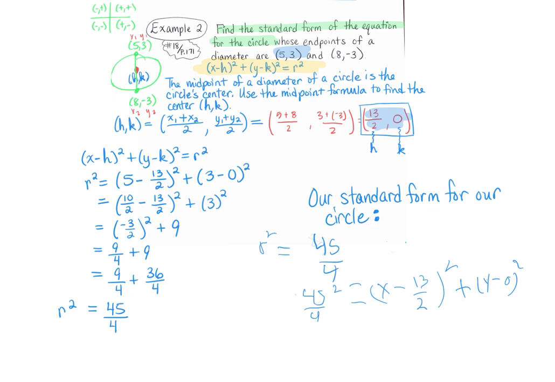So this, I'm just gonna erase it. The standard form would be 45 over 4 equals x minus 13 over 2 squared plus y minus 0 squared. That'll be your standard form of the equation. Does that make sense? Yes. So everybody agreed that standard form would be 45 over 4 equals x minus 13 over 2 squared plus y minus 0 squared.